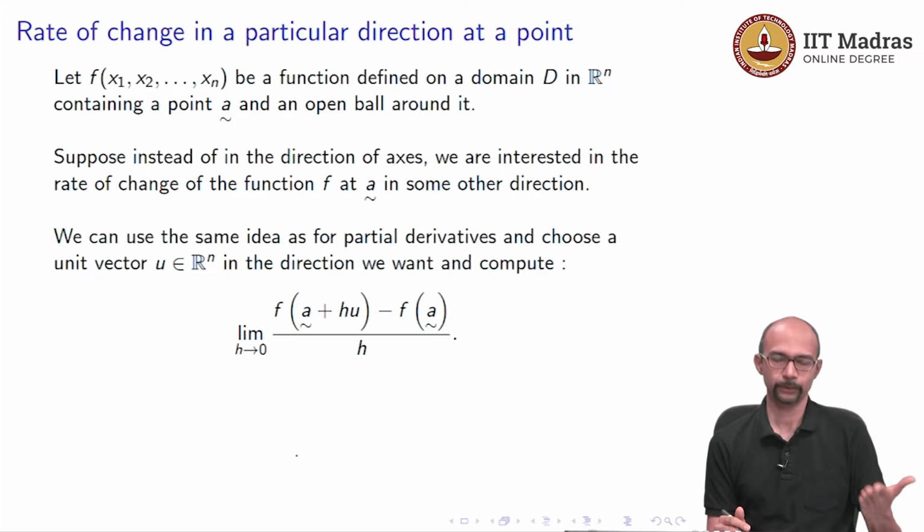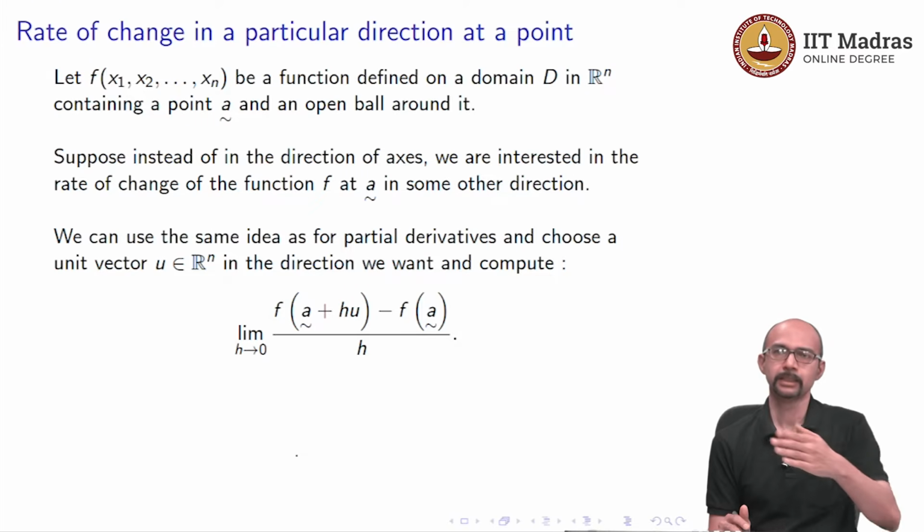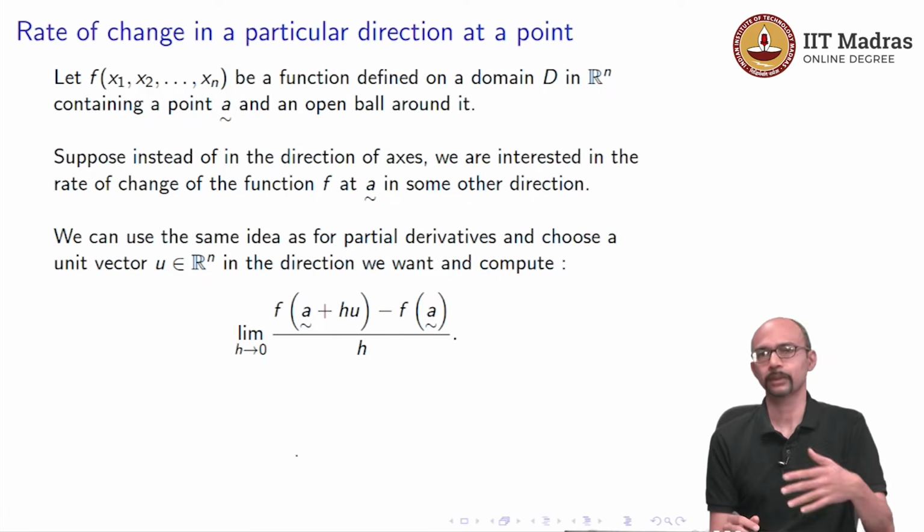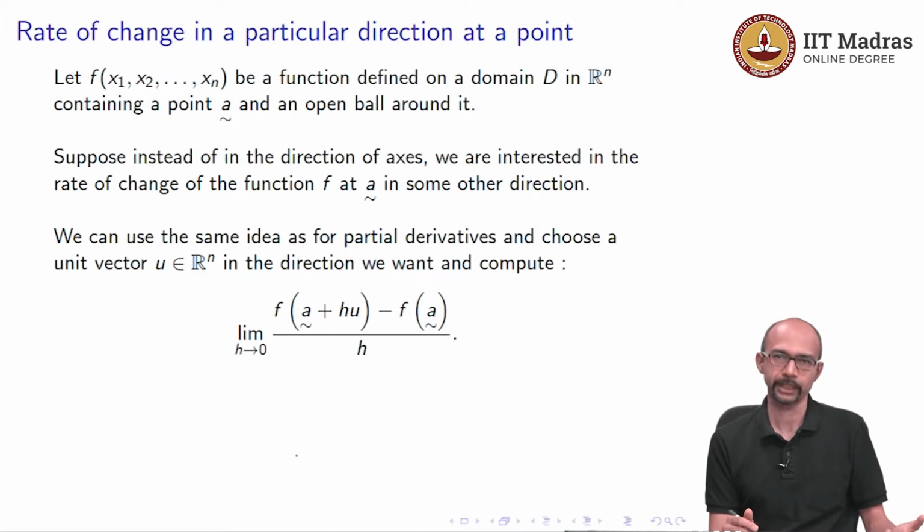And if you agree that the previous expression computed the rate of change in the direction of the axis, so on the lines parallel to the axis, then this will compute the rate of change in the direction of the line passing through this vector u. So, you take that line passing through the vector u, move it parallelly so that it passes through a, and that will give you a line passing through a in the direction of the vector u. Then you restrict your function to that line. So, it becomes a function of one variable, and then we know how to compute the derivative. That is what this is.